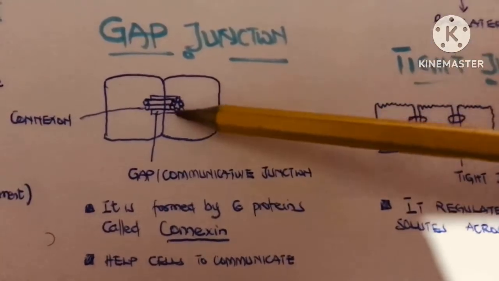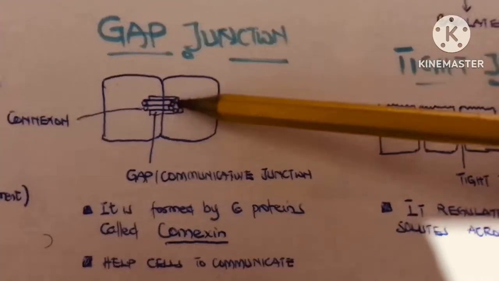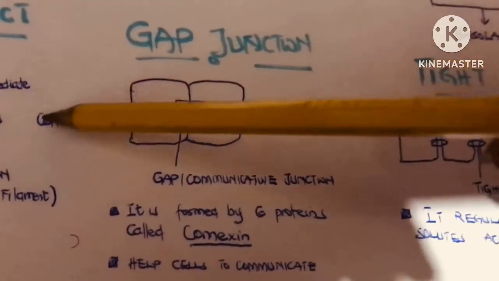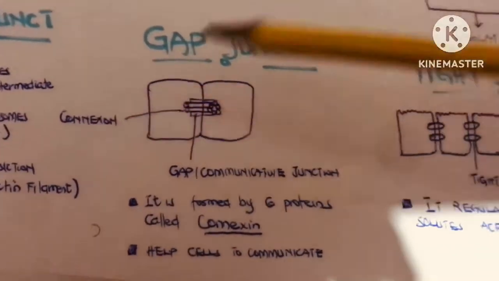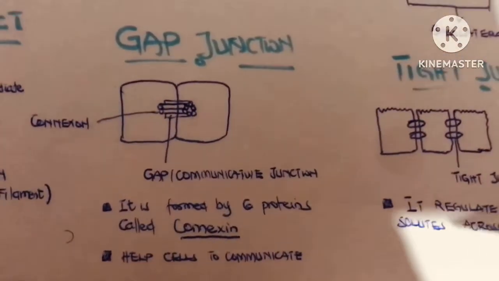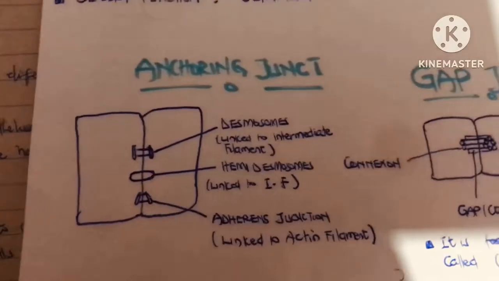But when they come together to form this gap junction, we call them what? Connexon. Hope you get it. You understand? And it helps cells to what? Communicate. Now let's look at the last one.